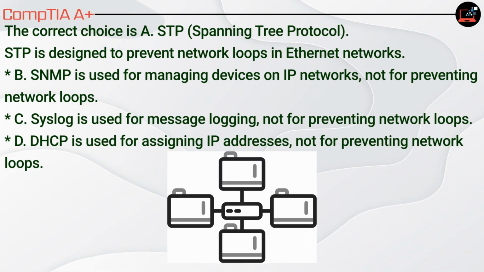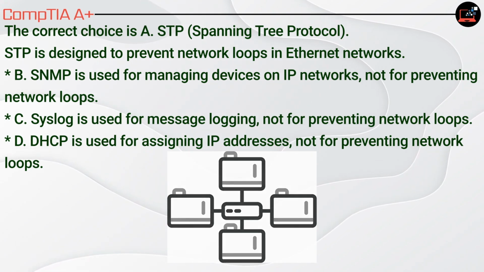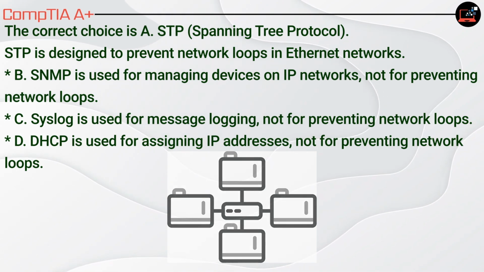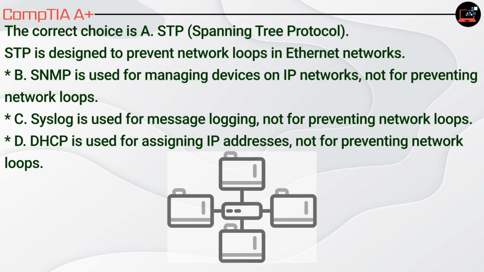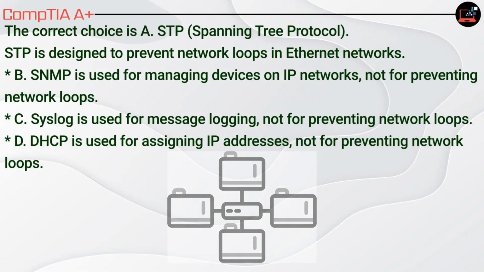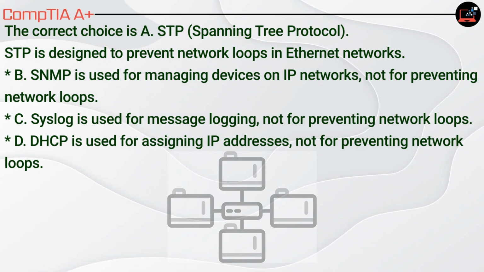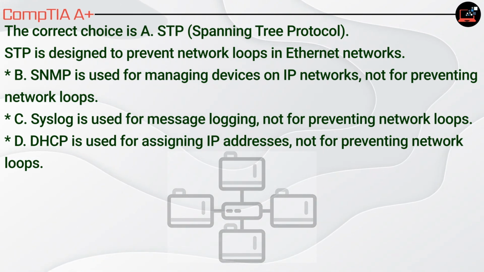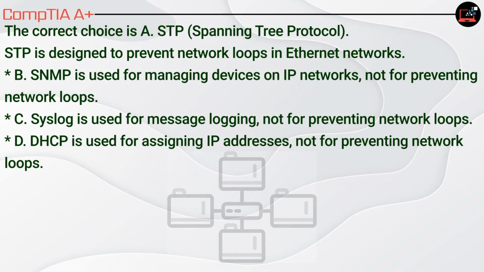The correct choice is A, STP, Spanning Tree Protocol. STP is designed to prevent network loops in Ethernet networks. B, SNMP is used for managing devices on IP networks, not for preventing network loops. C, Syslog is used for message logging, not for preventing network loops. D, DHCP is used for assigning IP addresses, not for preventing network loops.